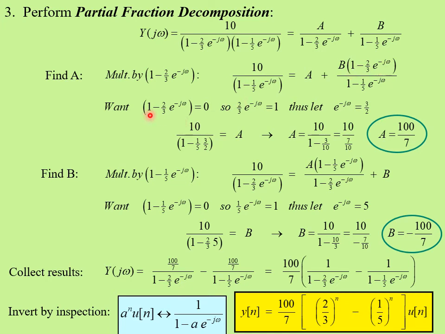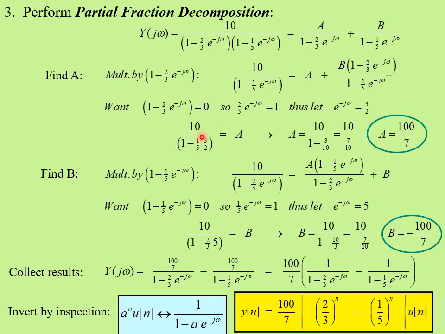We want 1 minus 2/3 e to the minus j omega equals 0. So therefore, 2/3 times e to the minus j omega equals 1, right? Because 1 minus 1, of course, equals 0. So let's solve this for e to the minus j omega, and we get e to the minus j omega equals 3/2. So if we set e to the minus j omega equals 3/2 up here, this term goes to 0, but of course we need to set e to the minus j omega equal to 3/2 here too.